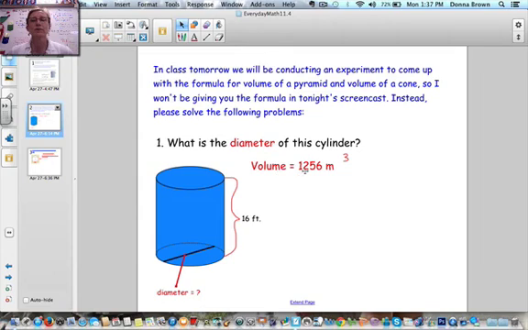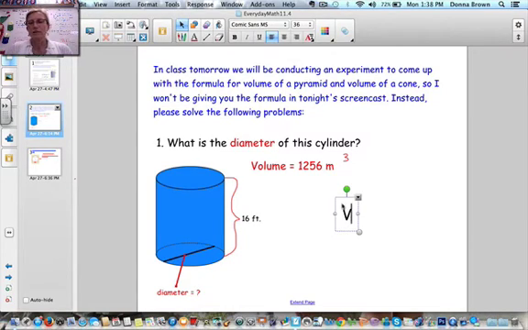Okay, so you are given the volume, 1,256 cubic meters, and you're given the height. So you need to use your understanding of the formula for volume of a cylinder to help you come up with this. You'll also need to know the formula for area of a circle. So I'm going to go ahead and just write those in case you have maybe forgotten. So volume equals, and again, it's going to be big B times little h. So volume is, and that big B means area of the base.